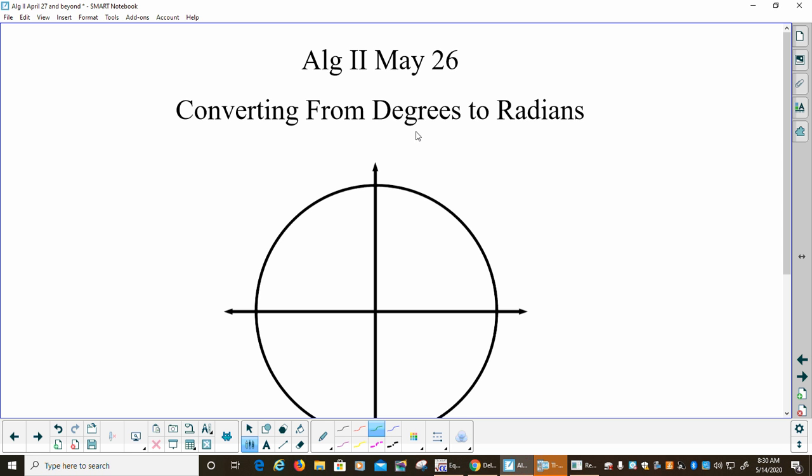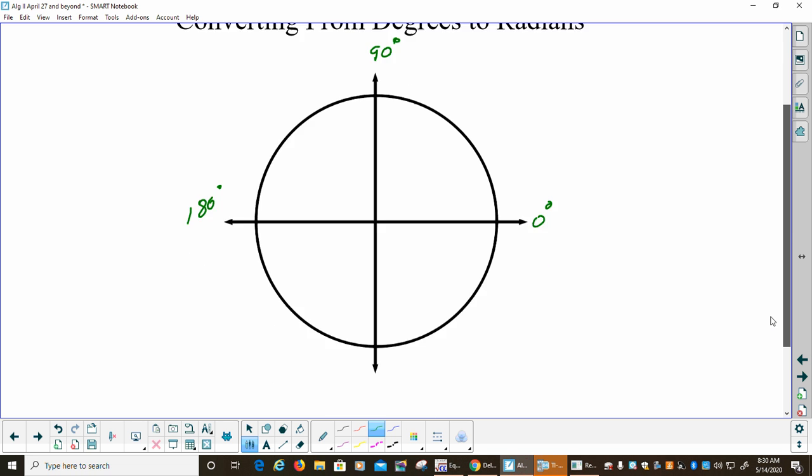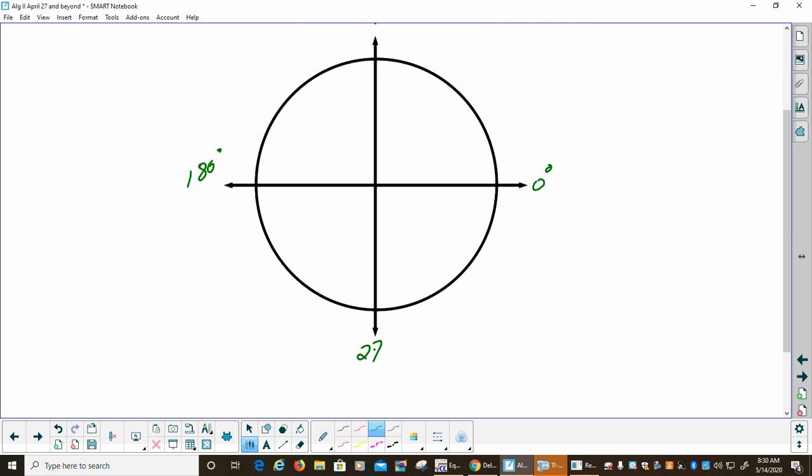All right. You know from what we just did, this is 0 degrees. And notice I'm using the degree symbol on this. This is 90 degrees, 180 degrees. I know you know this. Just run with me for a second. 270 and 360. That's assuming a positive rotation.